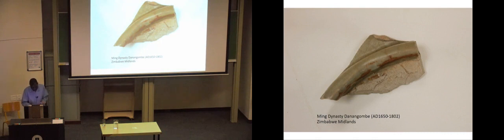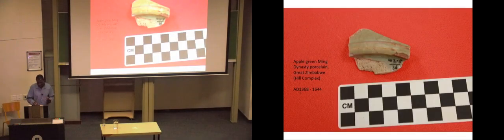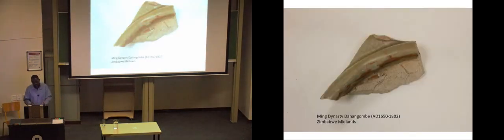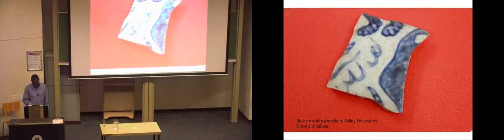I mentioned that Anangombe has a layer that is earlier than Khami, and this apple green ceramic is the same as these ones from Great Zimbabwe. So the idea is that these are places that perhaps were occupied at the same time, or were important. And then there's also this blue on white from Great Zimbabwe, the valley enclosures.